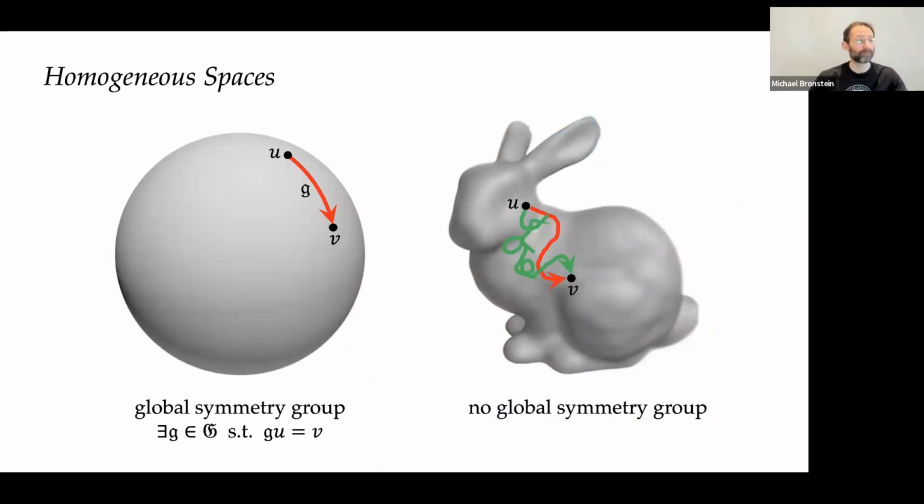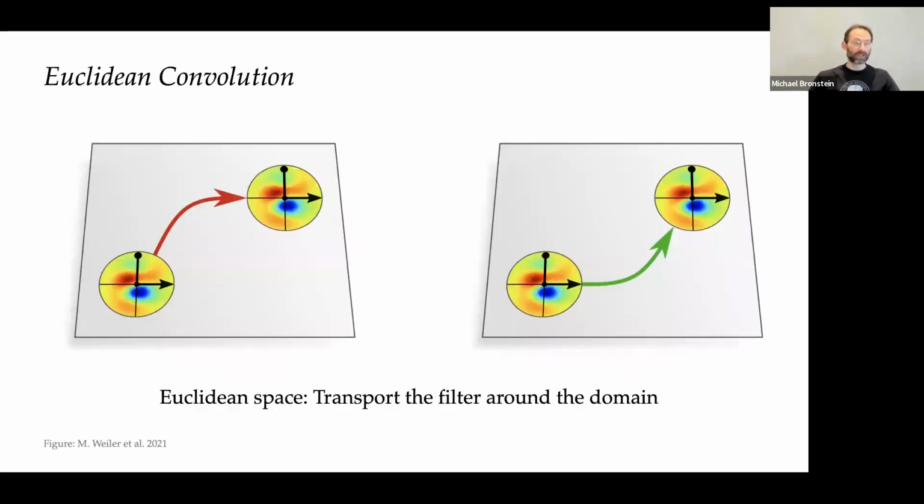When we compare to the previous example of a sphere, we had a global symmetry group, right? So I had a canonical way of getting from one point to another. Basically, I had an element of the group that moves me from point U to point V. On a general manifold, we don't have this global symmetry group structure. I have many ways of getting from point U to point V. So let me visualize it slightly differently.